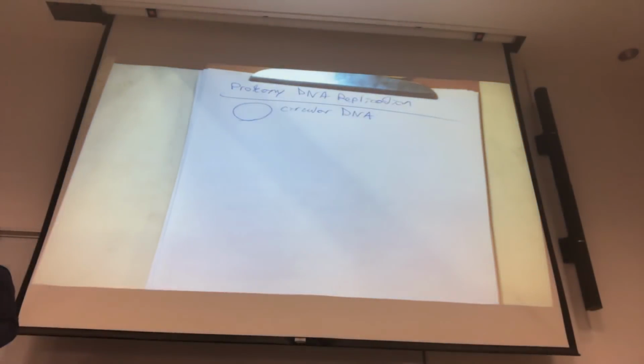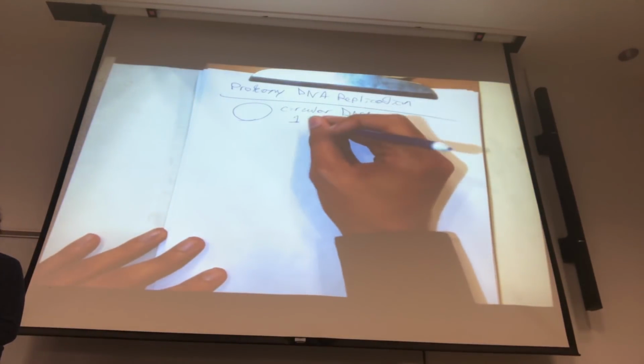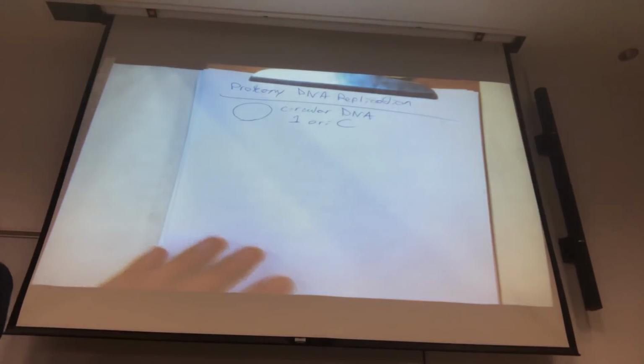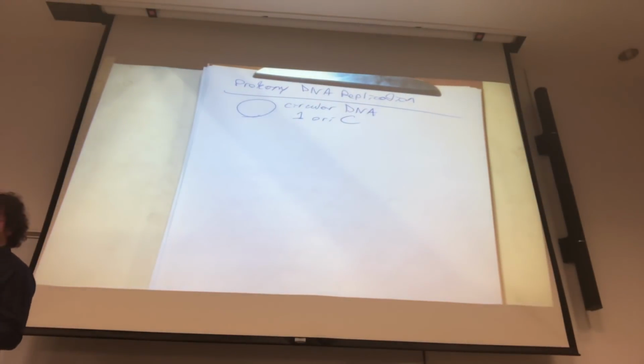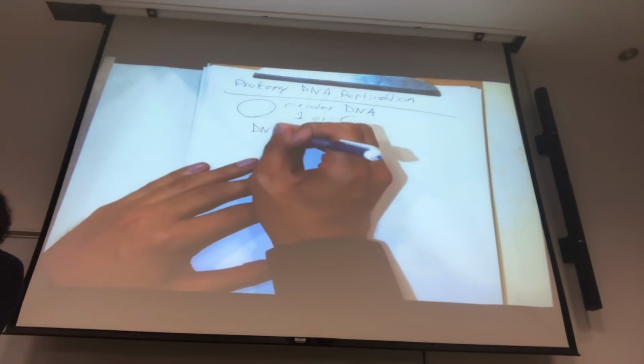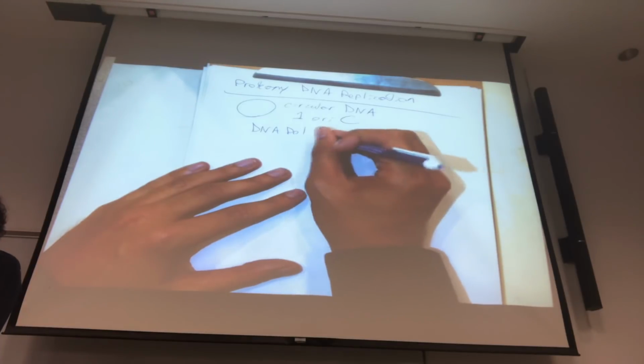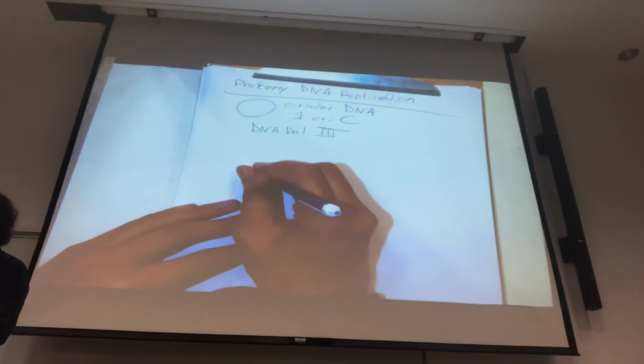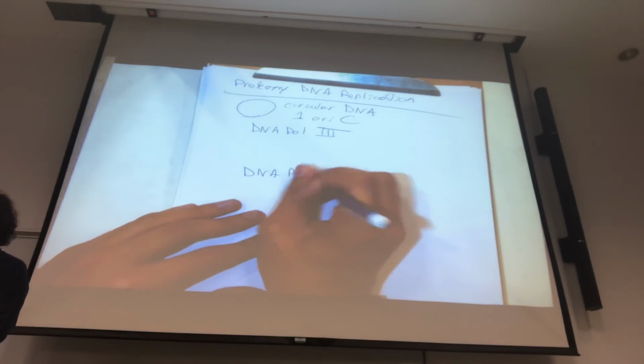Does anyone know how many origins of replication you need to replicate circular DNA? Just one origin of replication, sometimes called one OriC site. And we've drawn what the OriC site will look like, with two replication forks going in opposite directions. We drew that earlier. And it involves DNA polymerase III and DNA polymerase I.